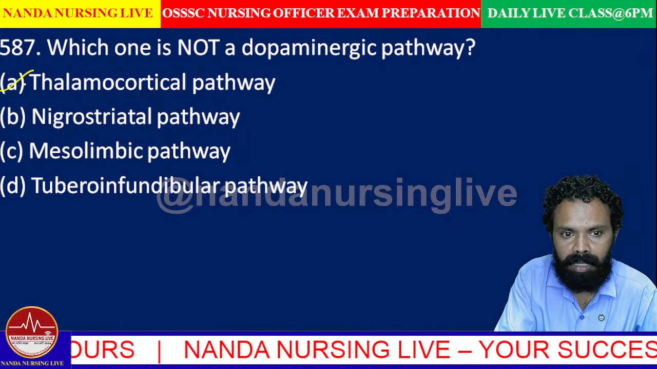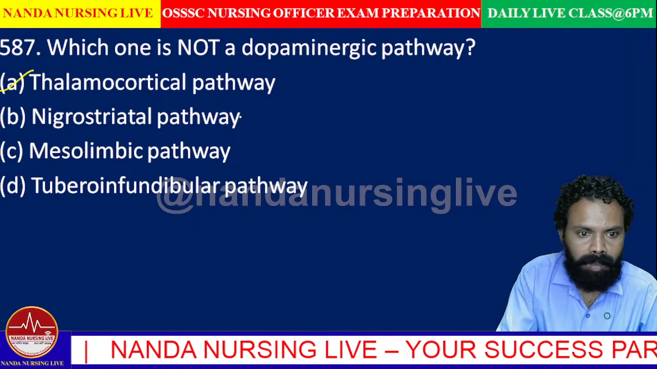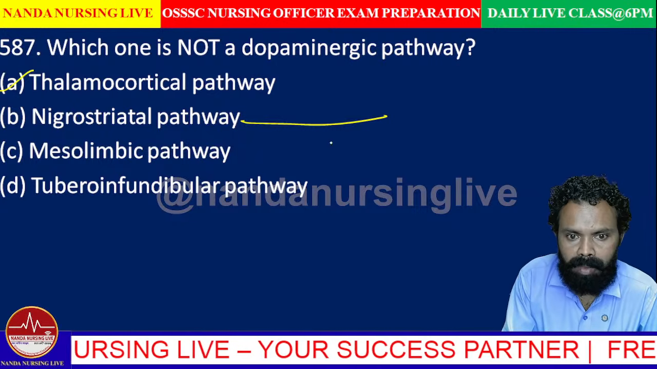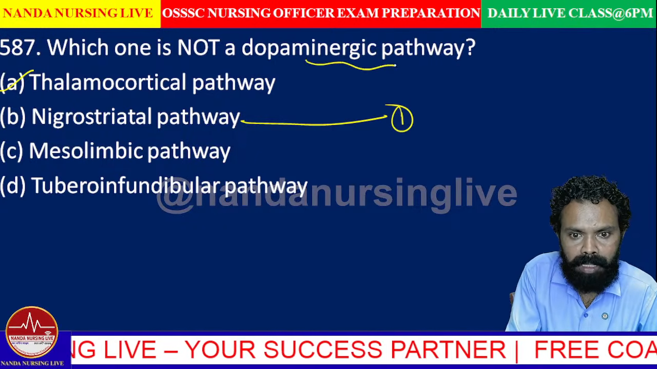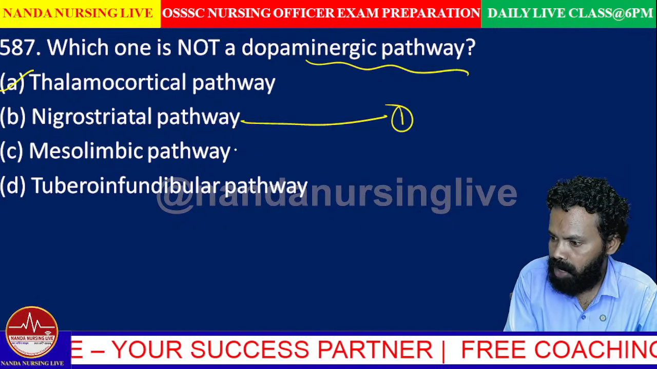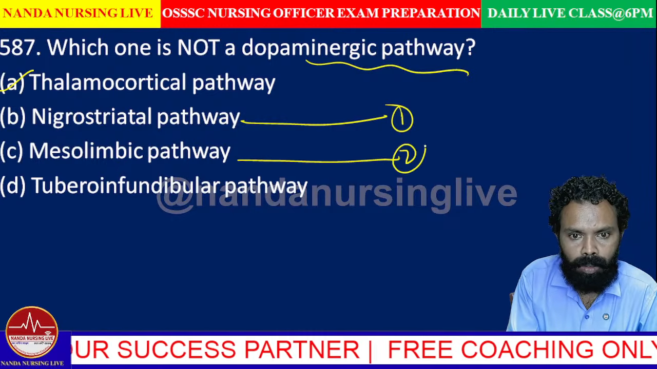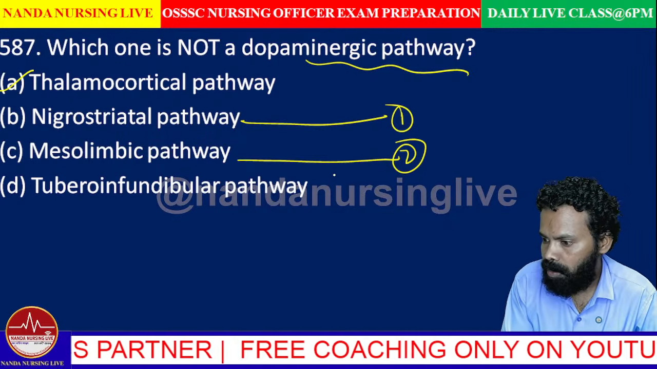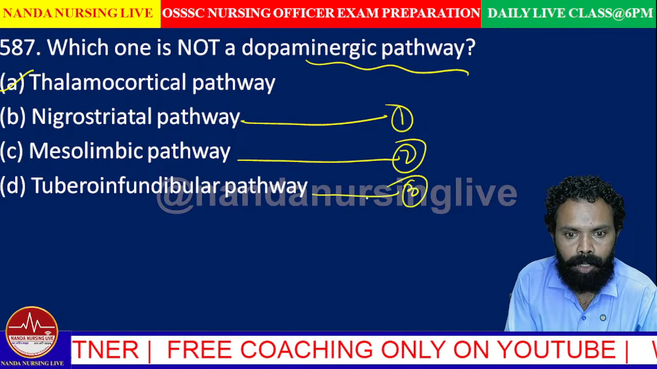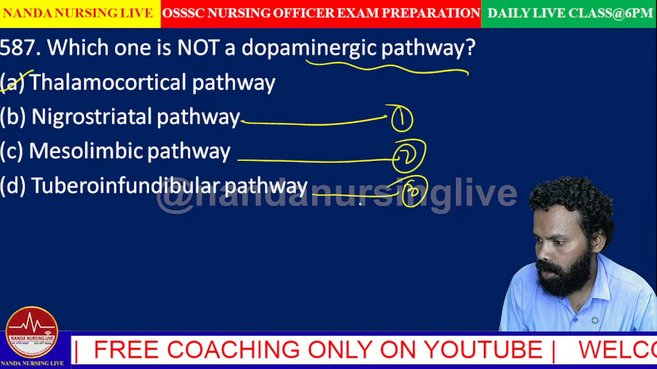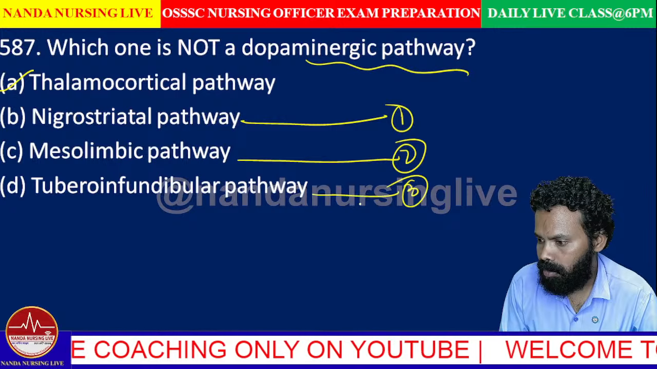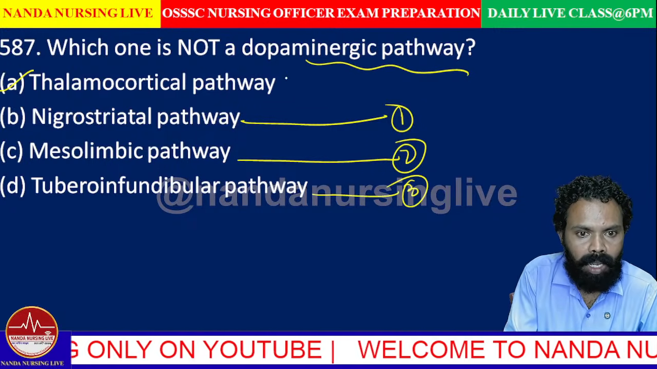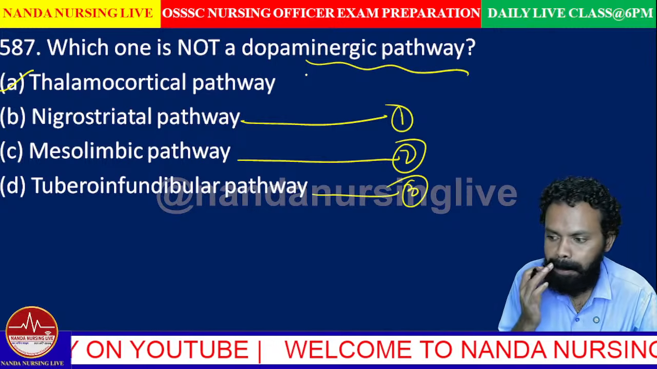So which are the dopaminergic pathways? The nigrostriatal pathway is a dopaminergic pathway. Then the mesolimbic pathway is also a dopaminergic pathway, and the tuberoinfundibular pathway is also a dopaminergic pathway, right? And the thalamocortical pathway is not a dopaminergic pathway, right?